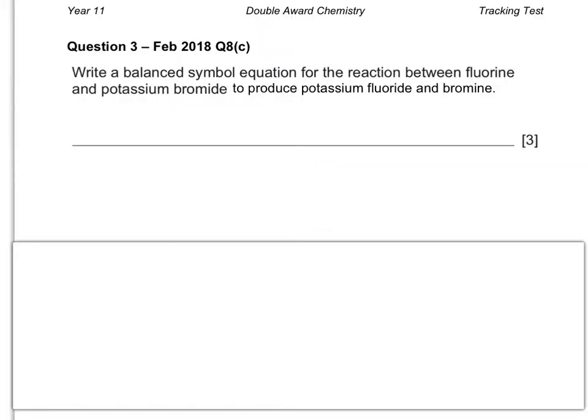Question 3 is asking you to write a balanced symbol equation for the reaction between fluorine and potassium bromide to produce potassium fluoride and bromine. In the exam, they may not give you the products, but we haven't studied this reaction yet, so the products haven't been given to you in this case.